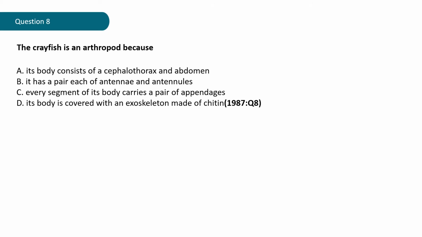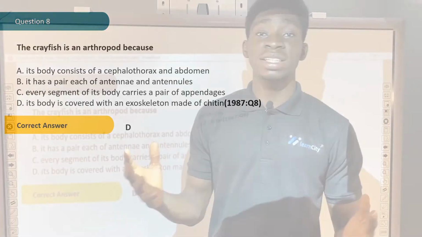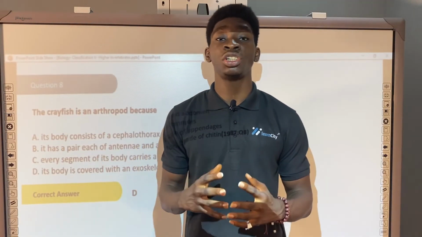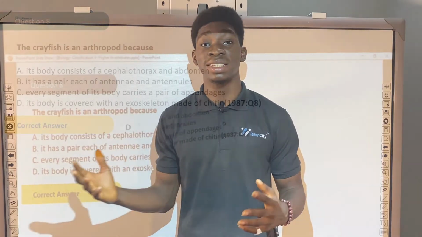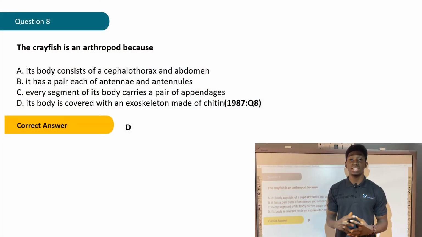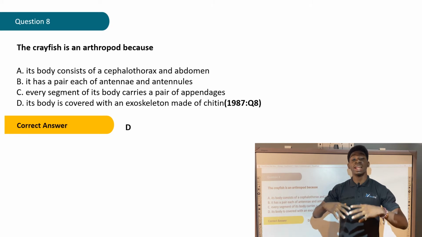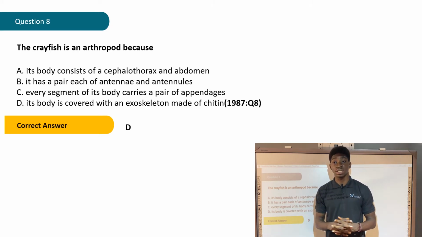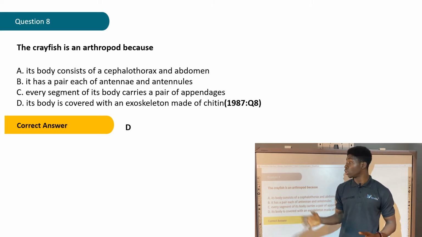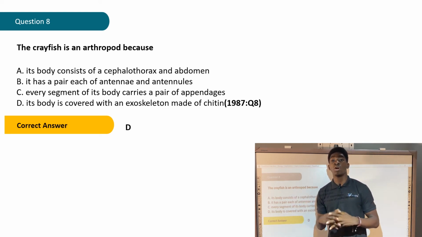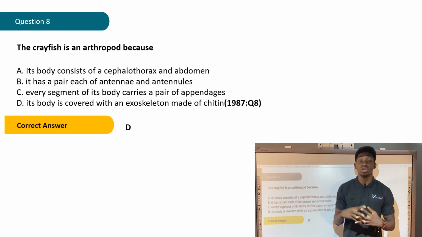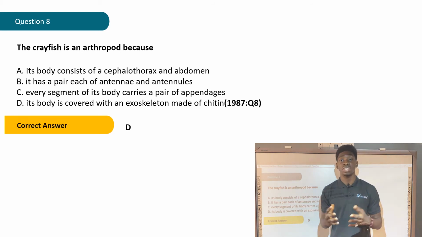Okay, let's see what the correct answer is. The correct answer is D, its body is covered with an exoskeleton. What they're asking us here is simply which of these features is found in all arthropods? And the answer is D, chitin, or an exoskeleton covered with chitin. All arthropods have that feature. Most of these things are features of crayfish, but the one which it has in common with other arthropods is what we call an exoskeleton covered with chitin.